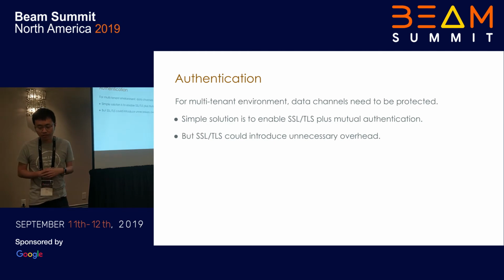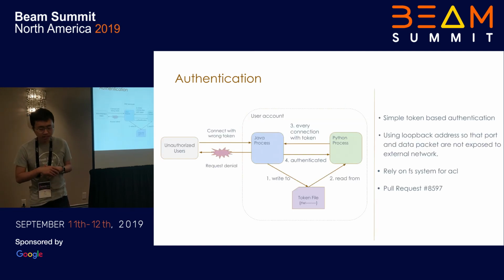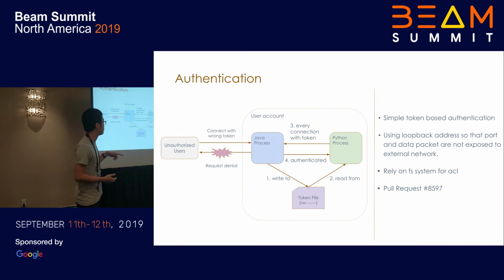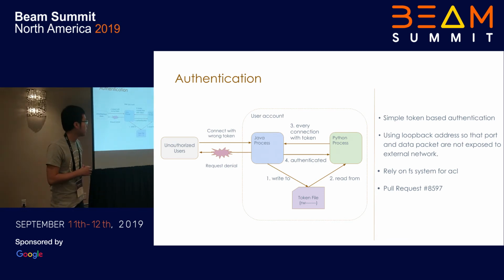That's actually a requirement. A simple solution is to enable SSL plus mutual authentication, but this could potentially introduce unnecessary overhead. So what we do instead is a very interesting solution, based on token and file system. Basically, the application, with its own user account, starts the Java process and Python process, and then by relying on file system ACLs, only this application can access the token file in the file system. So we generate the token and share it only through the file system.